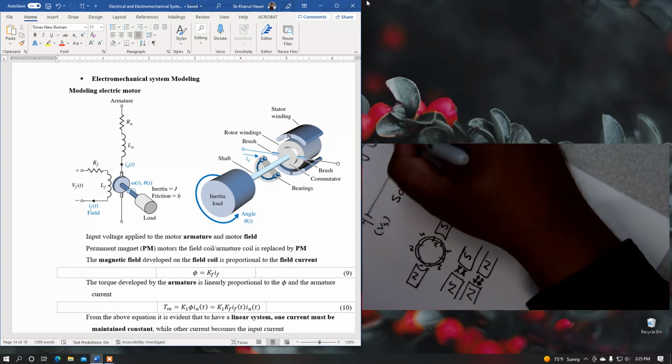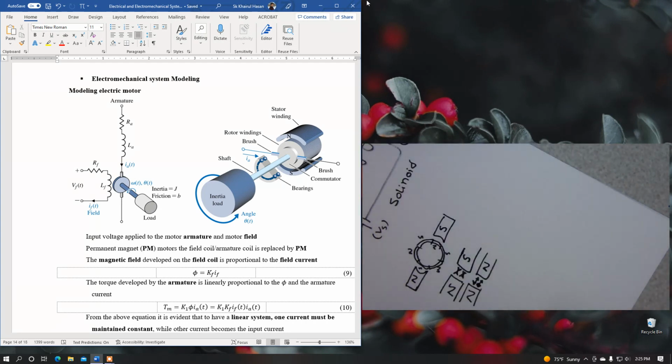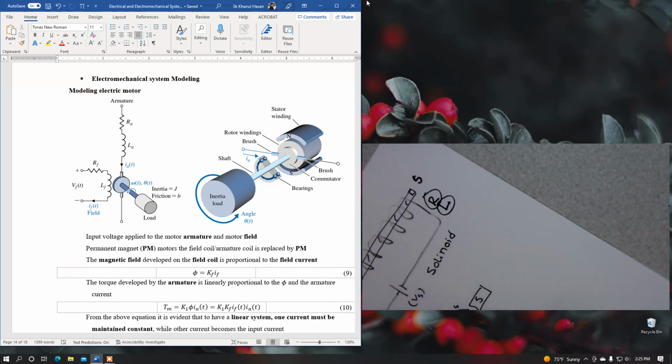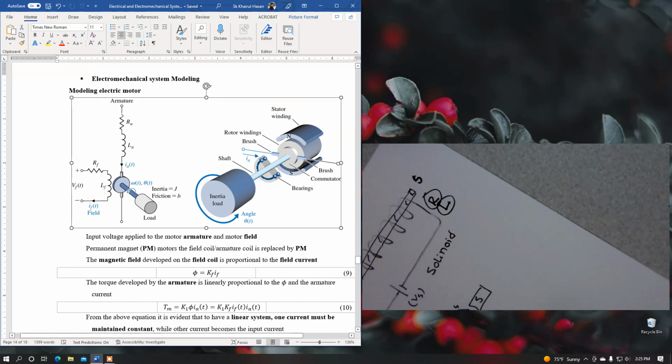So once it's a coil, it has some resistance and also some inductance. We have two coils, one for the armature magnetic field, another for the stator magnetic field. If you consider this part, this one is related to the armature magnetic field, and this resistance and inductor is related to the field, the stator magnetic field, right?